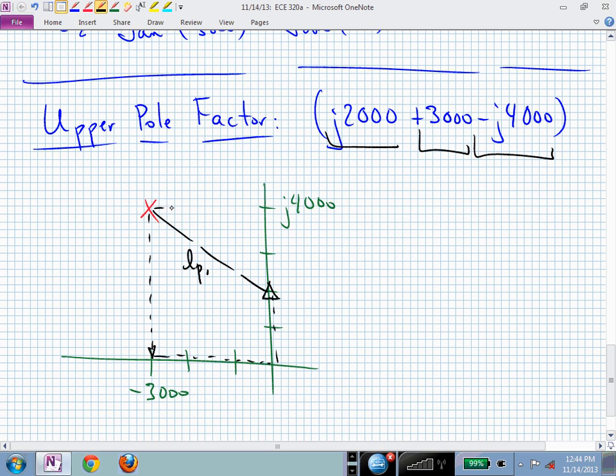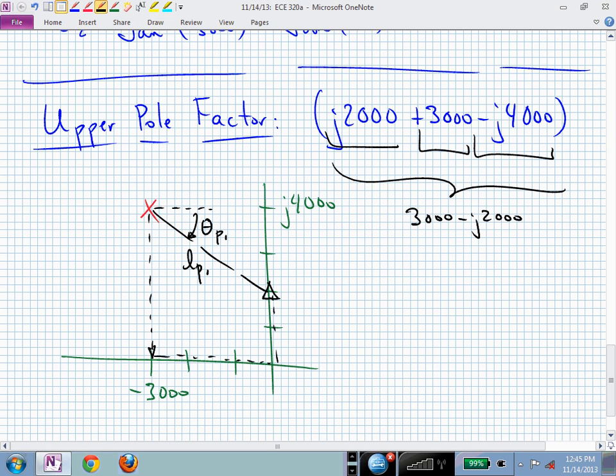And the angle is always measured relative to this positive horizontal line, and our angle for that pole factor we will label as theta sub P sub 1. If we combine all of these, we now have 3000 minus j2000, and we're really just interested in the length and the angle of that complex number. And that will give us that L sub P1 and this angle theta P1, which is the contribution due to that single pole in the second quadrant.